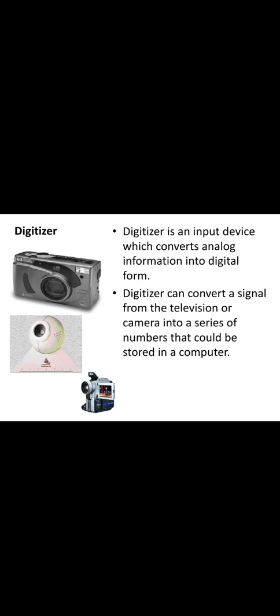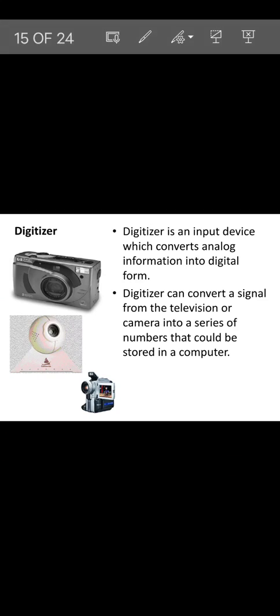of machines. The next input is a digitizer. Digitizer is an input device which converts analog information into digital form. So a digitizer can convert a signal from the television or camera into a series of numbers that could be stored in a computer. So digitizers are nothing but your cameras. So cameras ಗಳ ಮೂಲಕ ನಮ್ಮ ಇಮೇಜಸ್ ಫೈಲನ್ನು ಕಂಪ್ಯೂಟರ್ಗೆ ಬಳಸ್ಕೊಂಡು ಅಲ್ಲಿ ನಮಗೆ ಯೂಸ್ ಮಾಡಲಿಕ್ಕೆ ಎಡಿಟ್ ಮಾಡಲಿಕ್ಕೆ ಪಿಕ್ಚರ್ಸ್ಗಳನ್ನು ಎಡಿಟ್ ಮಾಡೋಕ್ಕೋಸ್ಕರ ನಾವು ಡಿಜಿಟೈಸರನ್ನು ಇನ್ಪುಟ್ ಡಿವೈಸ್ ಆಗಿ ತಗೊಳ್ತೀವಿ.